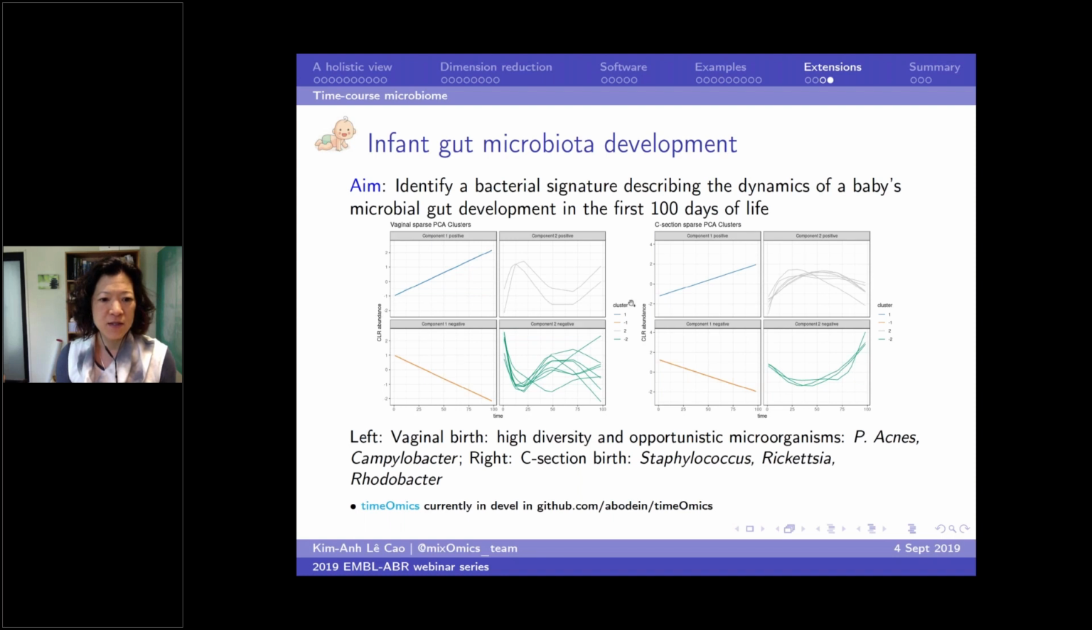And so you can see that for babies that were born through vaginal birth, we can see different shapes of those microorganisms across time. But when we looked at the babies that were born with C-section, we see very different shapes, and they correspond to different bacteria or microorganisms. So this is still work in progress. You can have a look at our GitHub code called mixOmics, but it's basically based on spline modeling and clustering based on the multivariate methods that I showed you before.